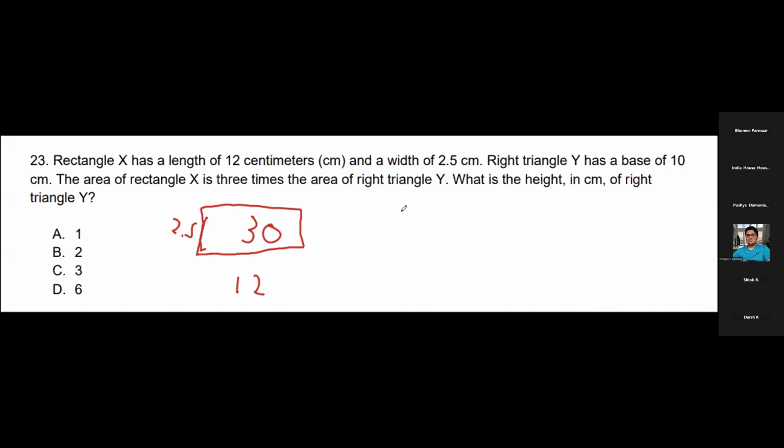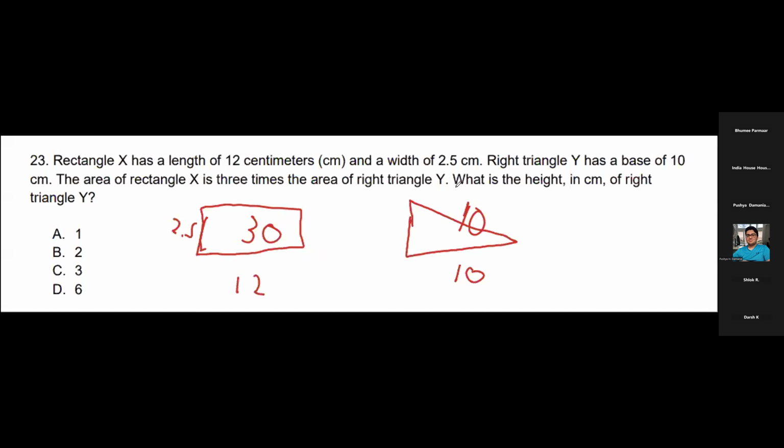And then we're also told we have a right triangle Y, which also has a base of 10. And we're asked to find the height in centimeters of right triangle Y if we're given that the area of rectangle X is 3 times the area of right triangle Y. Well, if this is 3 times the area of the right triangle, that means the area of this triangle is 10. So this area is 10.